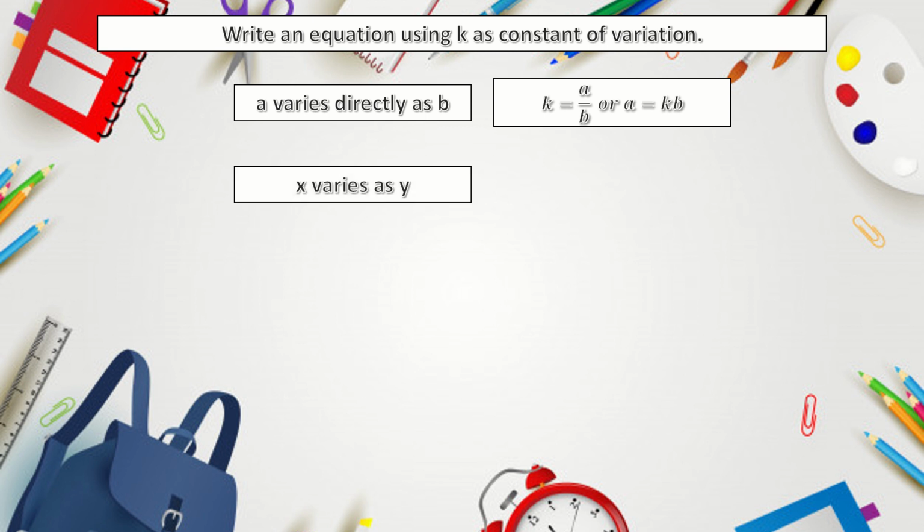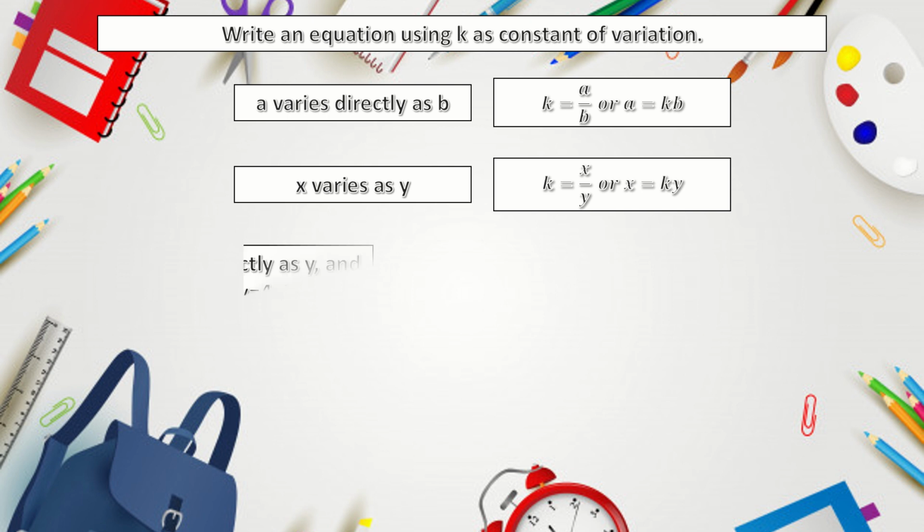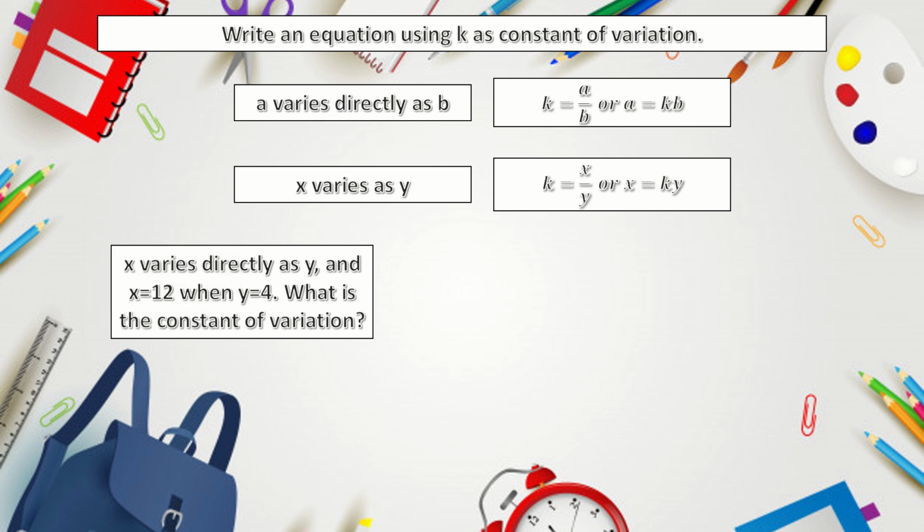Next, x varies as y. It is k is equal to x over y, or x is equal to k times y. Next, x varies as y, and x is equal to 12 when y is equal to 4.